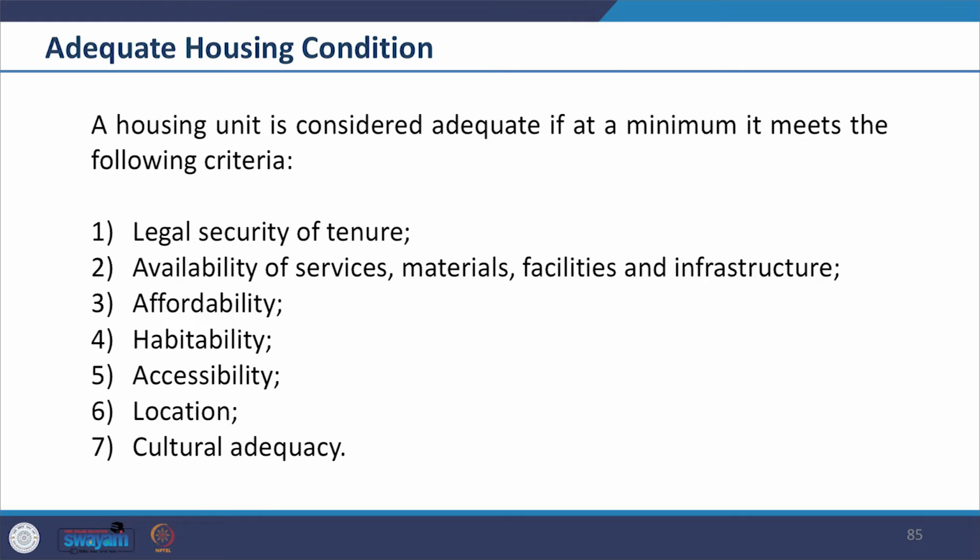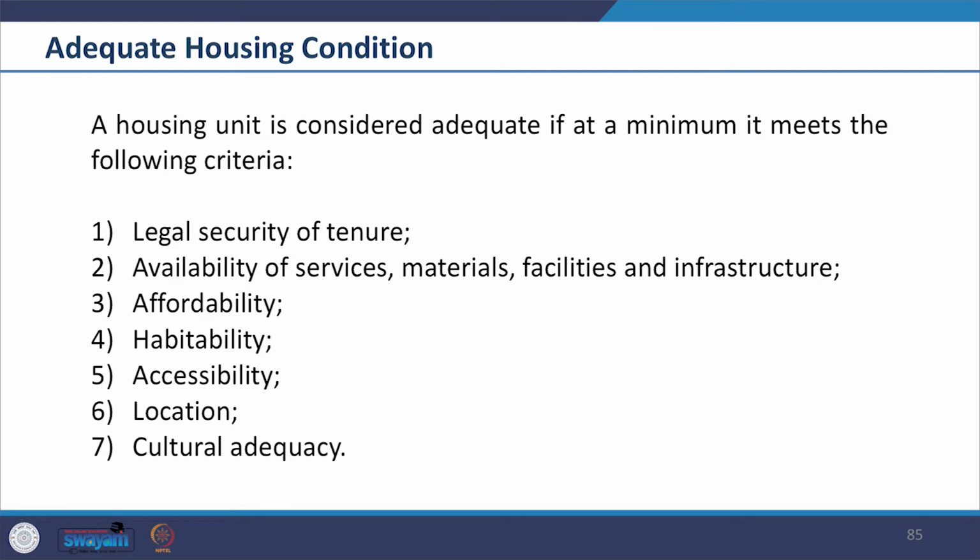Fourth, we see habitability, as a house is not adequate if it does not guarantee physical safety of the people who live in it, or provide adequate space as well as protection against the cold, damp, heat, rain, wind and any threats to their health and any structural hazards. So that point is considered here, that the house should be habitable. Next we see is accessibility, as a house is not adequate if the specific needs of disadvantaged and marginalized groups are not taken into account, such as the poor, people facing discrimination, persons with disabilities, victims of natural disasters. So it should be accessible to them. They should be able to avail those facilities.